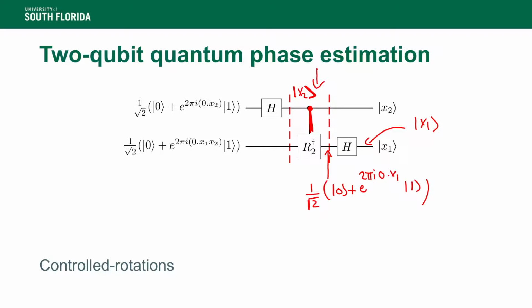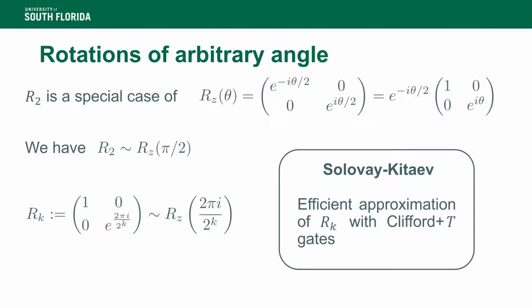So really the important ingredient is the controlled rotation. It's only activated when the state x2 is 1. If it's 0, it leaves the second qubit untouched, and then the Hadamard gate finishes the job. So like I said before, the rotations we're going to be using are R sub k, a special case of rotations around the z-axis of angle theta. Here, theta is always going to be 2 pi over 2 to the k.